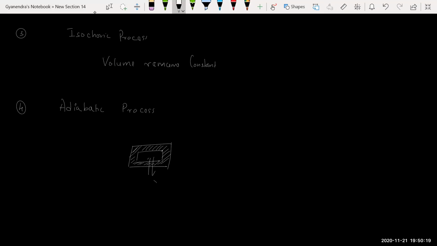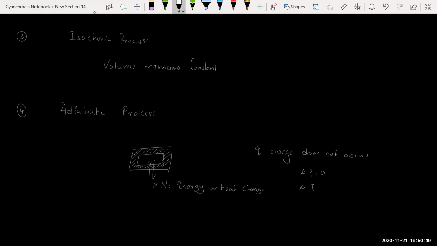Sir, what is the difference between adiabatic and isothermal? In isothermal, temperature remains constant. One minute, Dinesh, let me just write it. In isothermal, temperature change does not occur. And here Q remains constant, so delta Q is going to be equal to 0. Well, delta T here won't be 0, Dinesh. This need not be true.